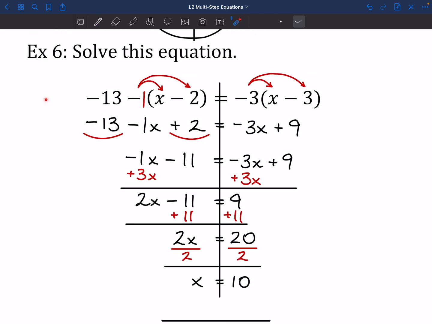Right, we started off by doing some distribution at the start. We then had some like terms to combine there. We then moved all our x's over to one side, moved all our numbers over to the other side, divided to get rid of the coefficient, and found that x was 10.